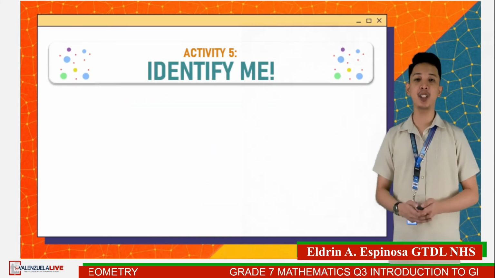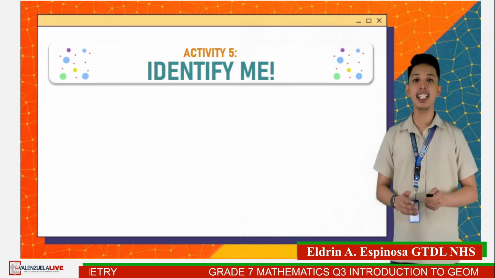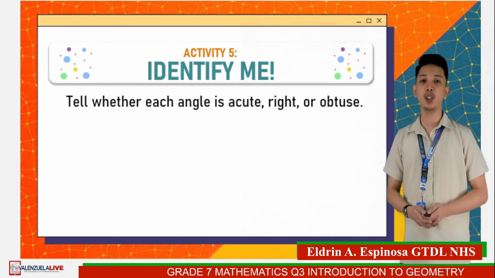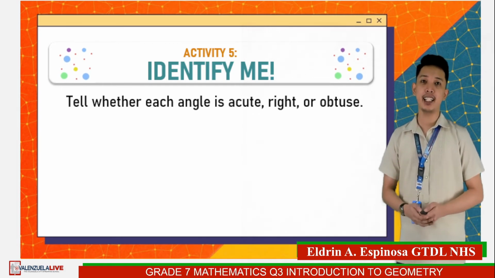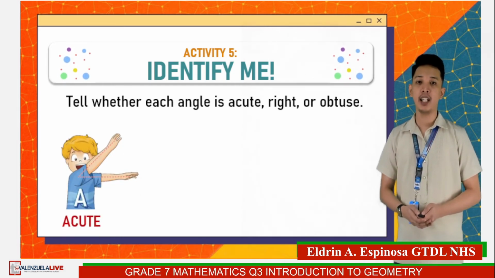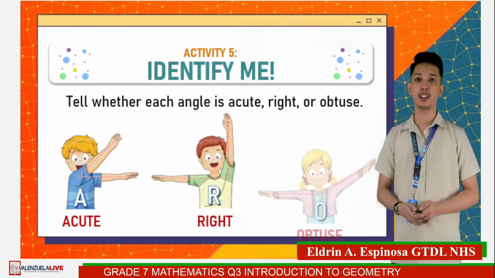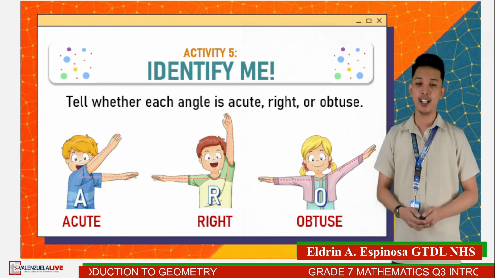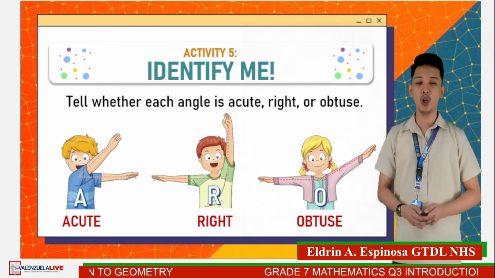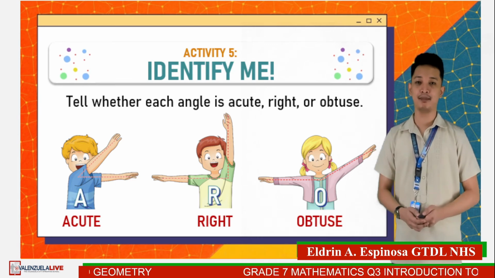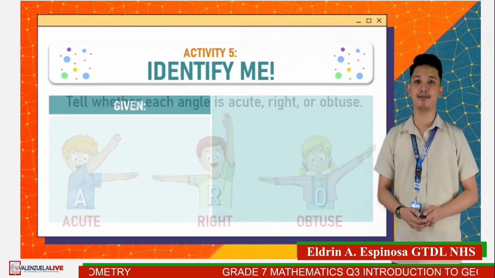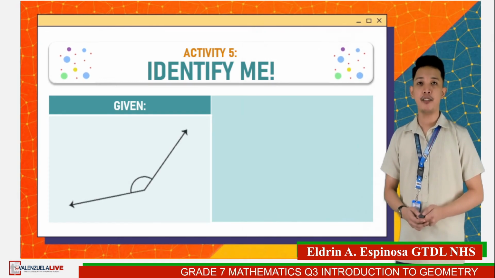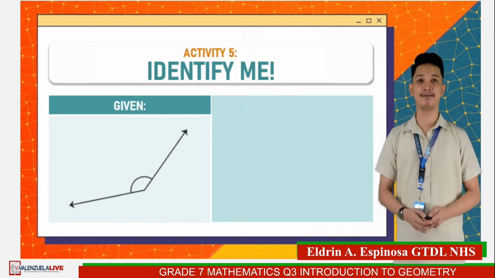Now, let's proceed to the last activity. This activity is called Identify Me. All you have to do is to tell whether each angle is acute, right, or obtuse. Type A if it is acute, type R if it is right, and type O if it is obtuse. Let's begin. The first one. 5 seconds, go!